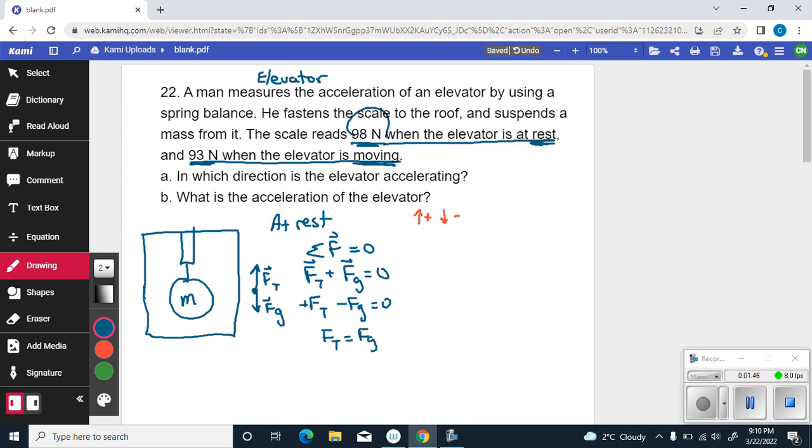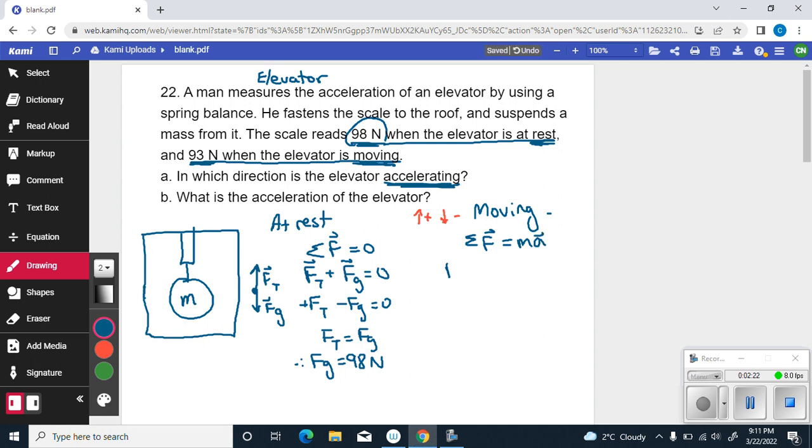And I'm being told that my tension is 98 newtons here. So therefore, my force of gravity is equal to 98 newtons. It didn't ask me that, but that's what I know. Now I'm moving, and I know I have to be accelerating because my scales are different. So the sum of my forces is no longer equal to 0. It's going to be equal to mass times acceleration.